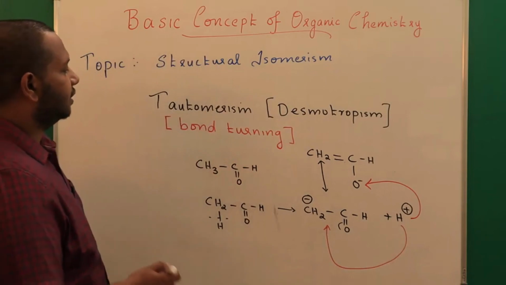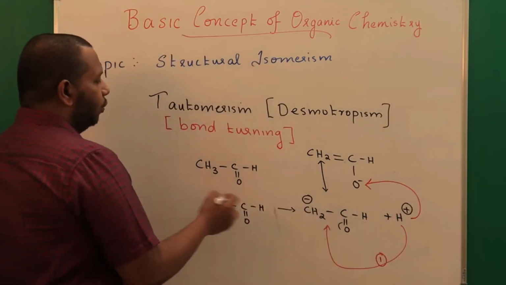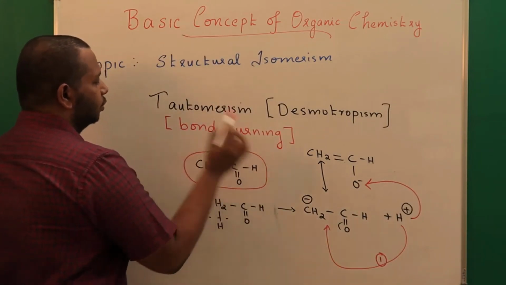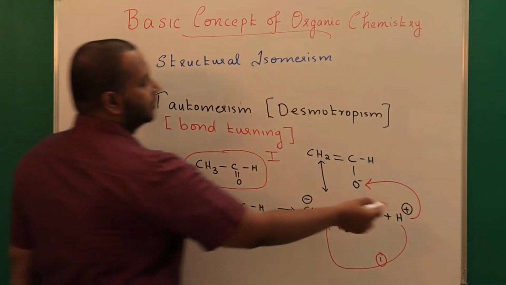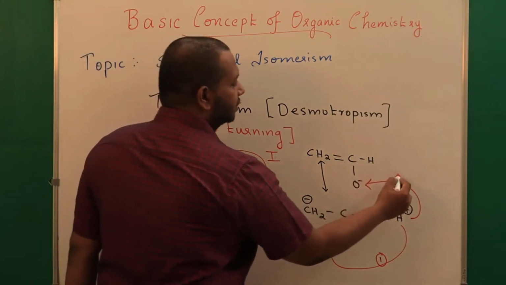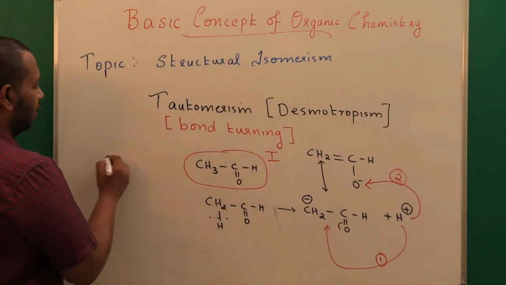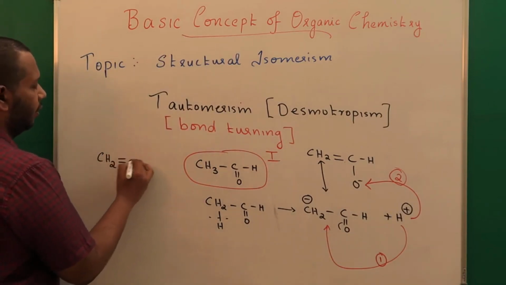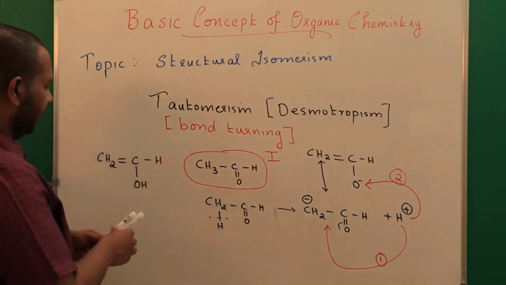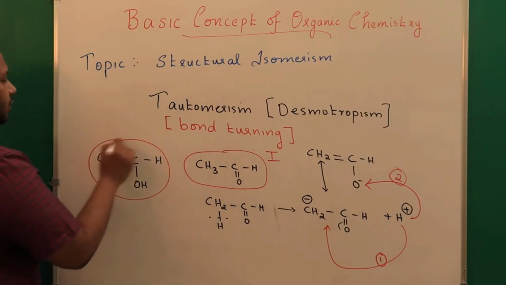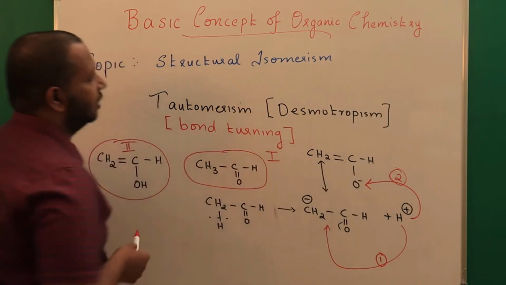Correct? So if it is coming and attacking in the first way like this, you will get your initial structure. I mean, this will be your first structure. Correct? And if the H plus is attacking the resonating structure in the second way, then you will get a new structure called CH2 double bond COH H. If you see these two structures, this is structure 2, obtained from the second attack. That's why I am putting 2.